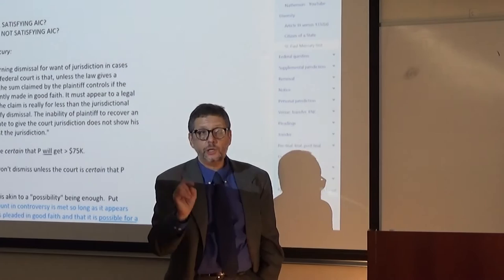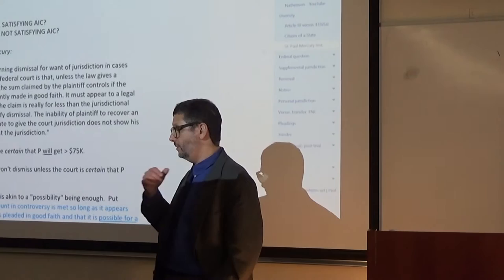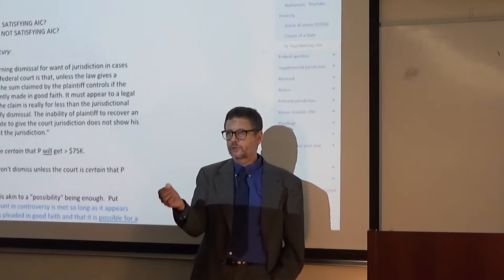Are we certain that it's not over $75,000? No. In that case, the amount in controversy is met because the plaintiff has pleaded in good faith and we're not certain he can't be above the jurisdictional amount. Okay, so keep the two main requirements in mind. Complete diversity and the amount in controversy.